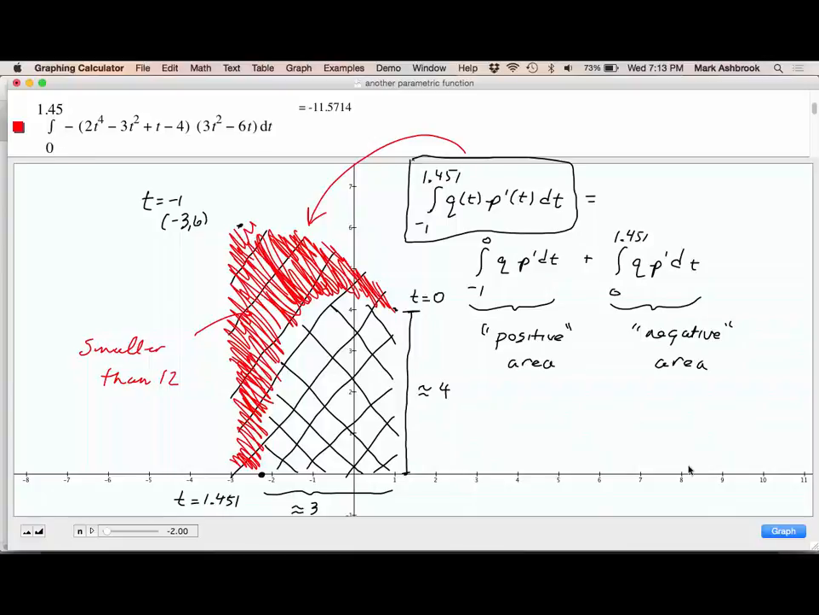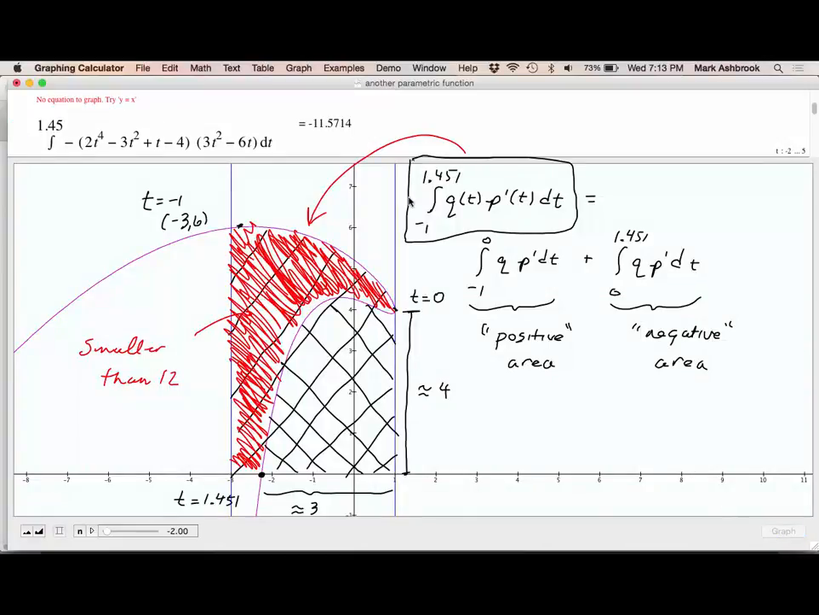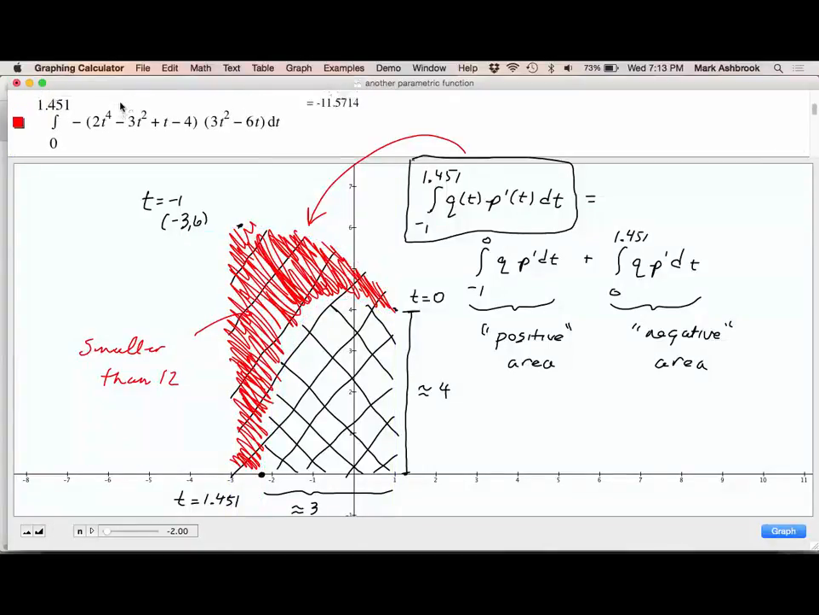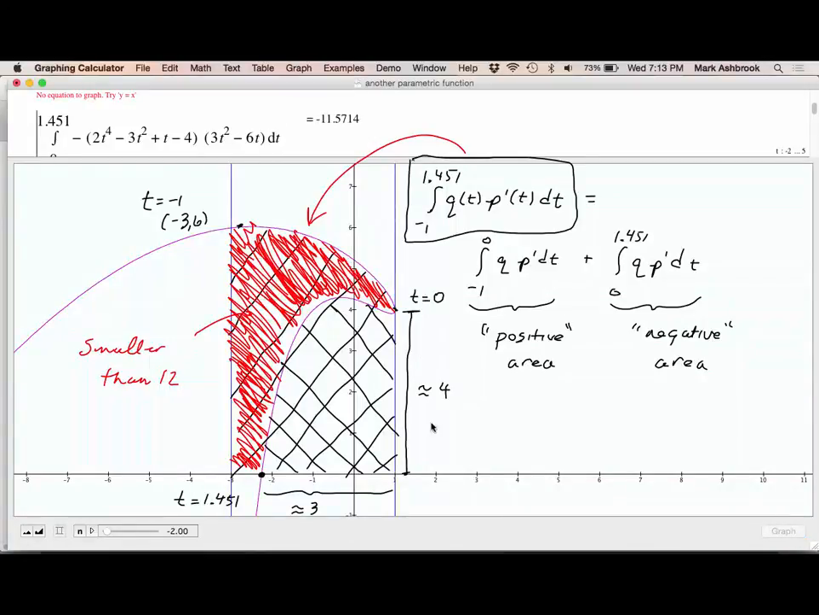So 11.57. But notice that it's negative. So I just did this. I put in Q, which is our y function, right? Times the derivative of x with respect to t. So I'm following the formula here. From 0 to 1.45, let's do 1. And we get negative, what do we think it would be? Around 12. And negative, right? Because it's going backwards from right to left. Negative 11.57, we guessed it was 12.